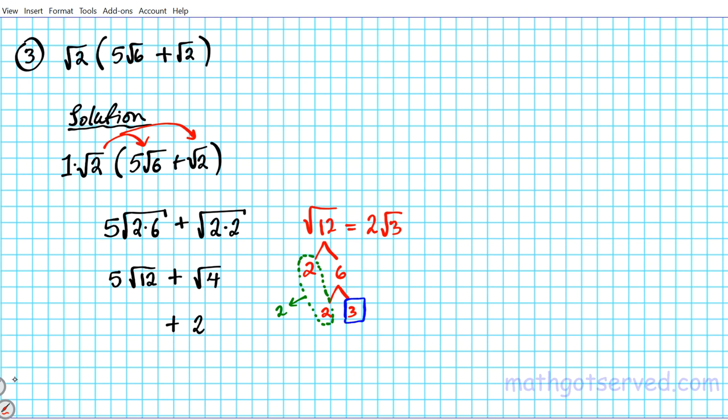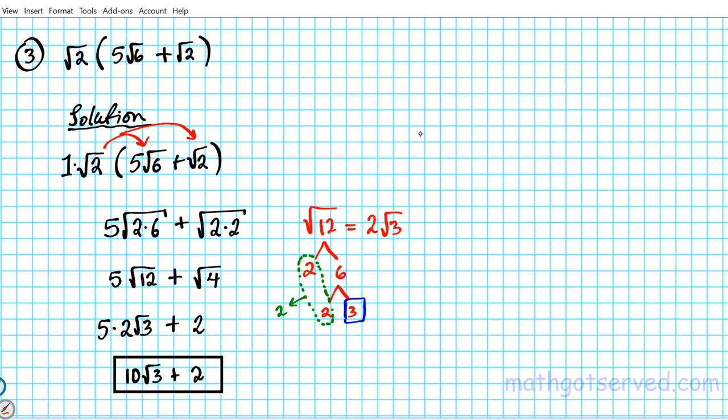2 root 3. All right, let's go ahead and reinsert that right here. Now don't forget there was a 5 out there before. So it's going to bring down the 5 and then the 2 that came out, root 3. All right, simplify a little bit more. 5 times 2 is 10. 10 root 3 plus 2. And ladies and gentlemen, that's the final answer for question number 3.